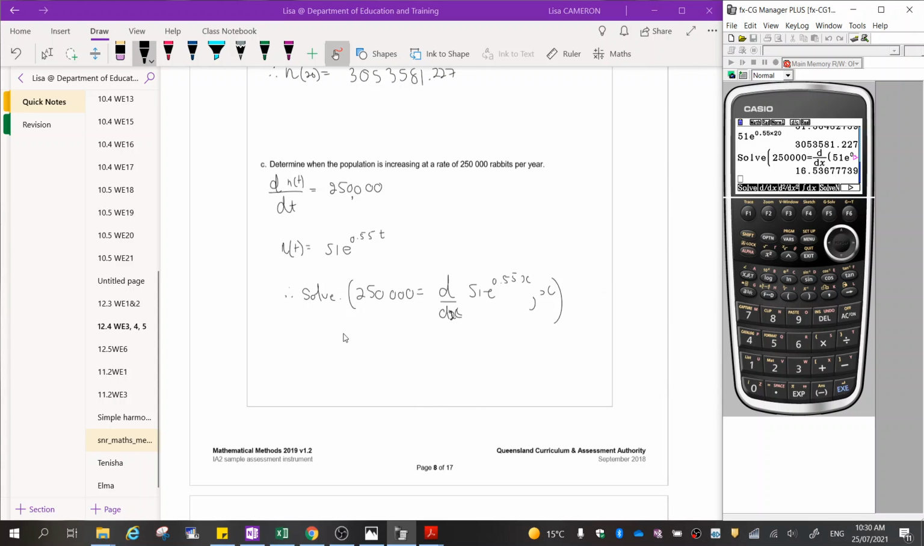Okay, so our answer then is, it is when t is equal to 16.536. So determine when the population is increasing at a rate of 250,000. That is when t equals this. 16.536 years.